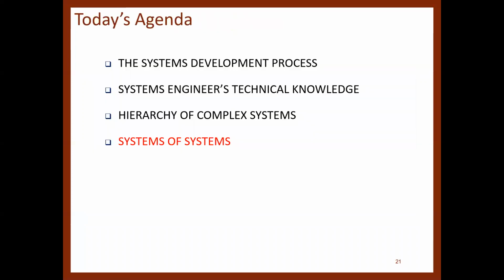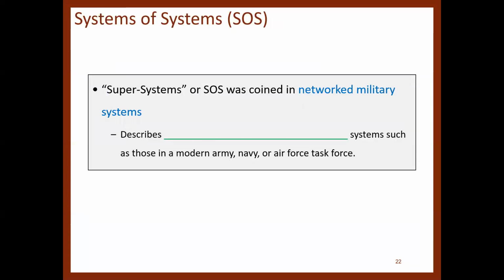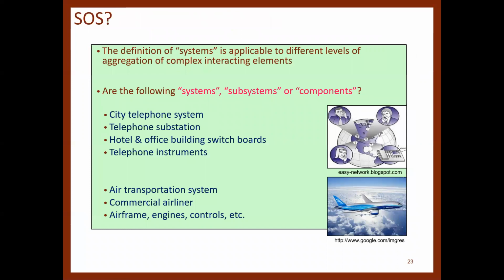Good, so one more item for today's lecture, the discussion of systems of systems, or supersystems. The term system of systems was coined in network military systems and is used to describe integrated distributed sensors and weapons systems such as those in a modern Army, Navy, or Air Force task force. The definition of systems is applicable to different levels of aggregation of complex interacting elements.